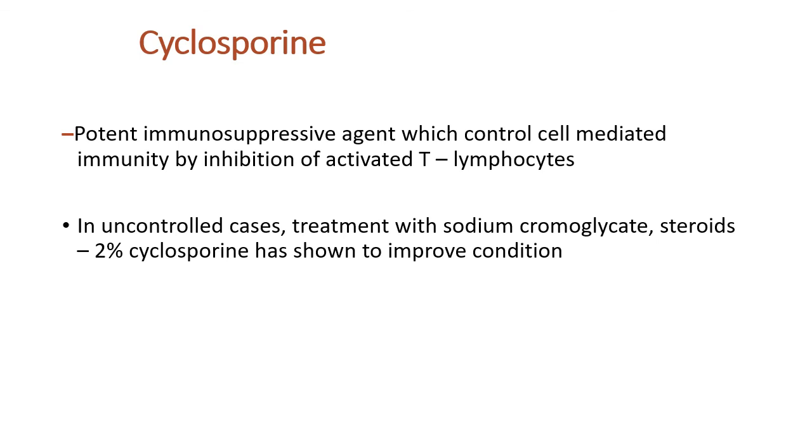Cyclosporine is a potent immunosuppressive agent which controls cell-mediated immunity by inhibition of activated T lymphocytes. In uncontrolled cases, treatment with sodium cromoglycate, steroids, and 2% cyclosporine has been shown to improve the condition.